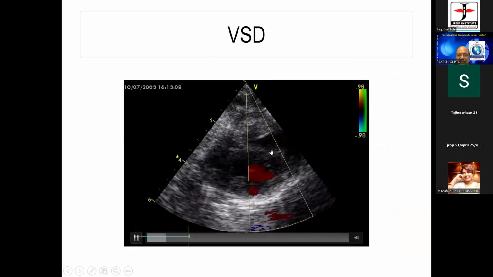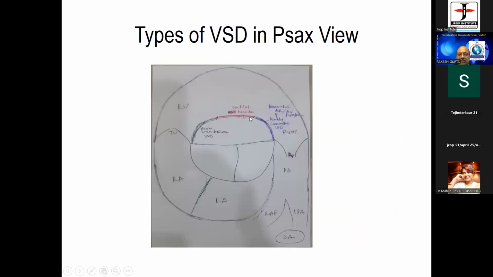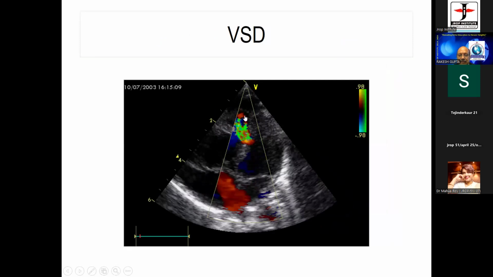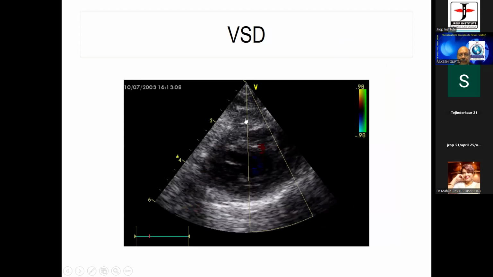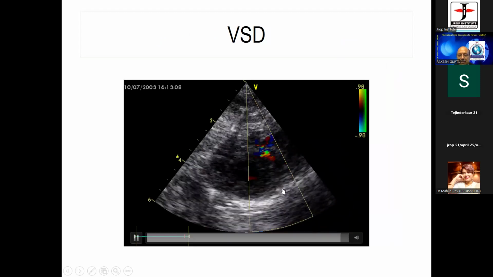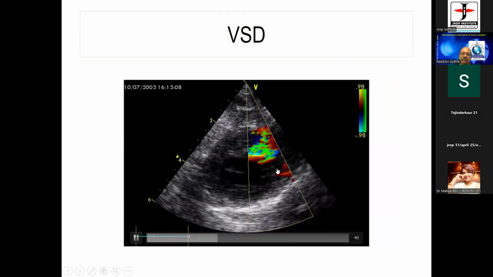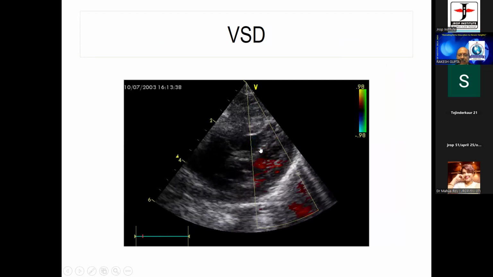Now see, whatever I said in my first slides, if it's a mid-muscular outlet VSD, it is seen in the center of this aorta. This is proximal 1/3, middle and distal. So it is seen in the middle part of this parasternal short axis view. So this is a mid-muscular outlet VSD. Outlet, mid-muscular VSD.